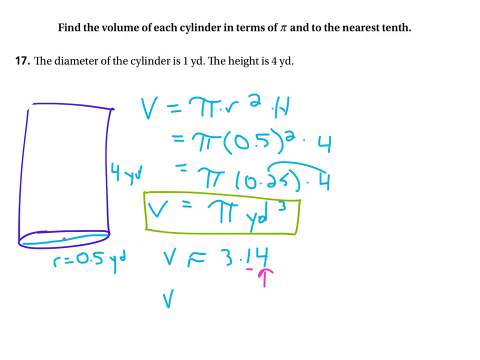That rounds, if there's a 1 in the tenths place and there's only a 4 in the hundredths place, then it rounds to approximately, to the nearest tenth, 3.1. And then we have to determine what is the units. The units is yards cubed. Great, we're done.